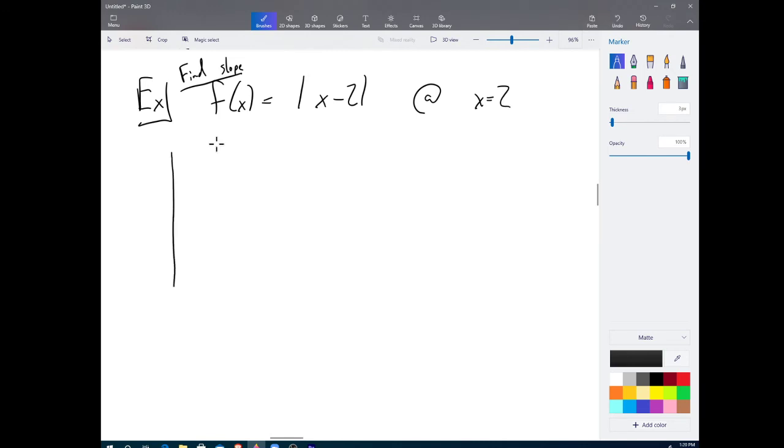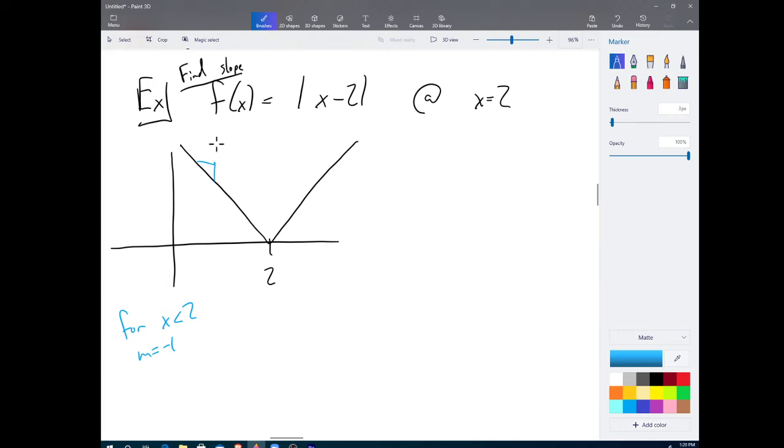There's something here that you need to know that I had not covered in the lesson. If you graph this function, it looks like this. And we have something interesting happening at the point where we want to find the slope. Now, if I want to find the slope anywhere else, I could say that for all the x's that are smaller than 2, my slope is negative 1, just because I can see the slope triangle that's created: over 1, down 1, over 1, down 1.